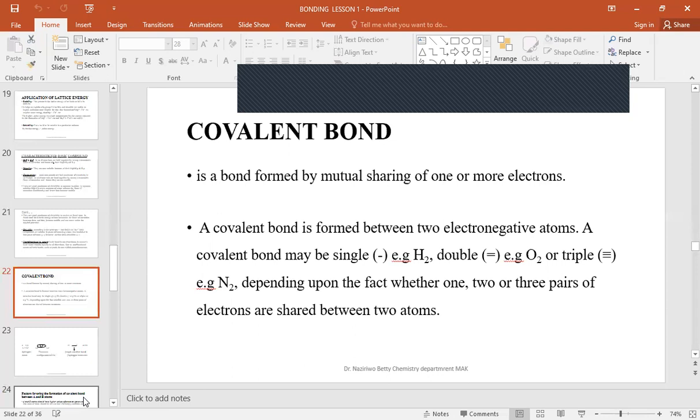Let us look at the covalent bond. A covalent bond is the bond formed by sharing of one or more electrons. A covalent bond is formed between two electronegative atoms. There must be atoms with the same electronegativity.